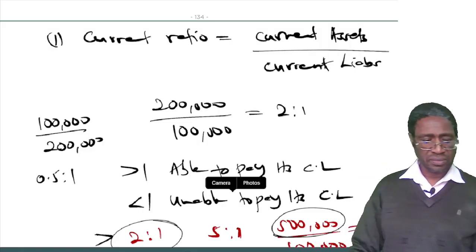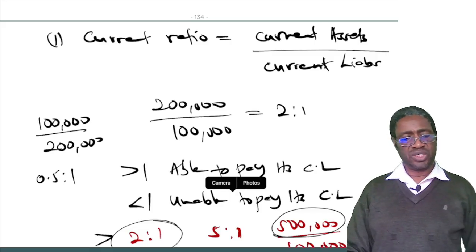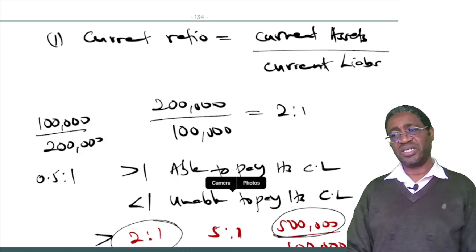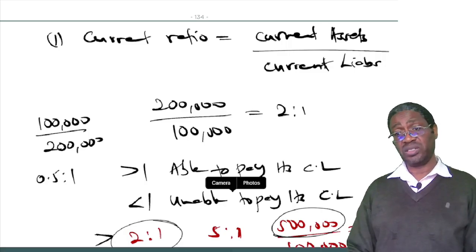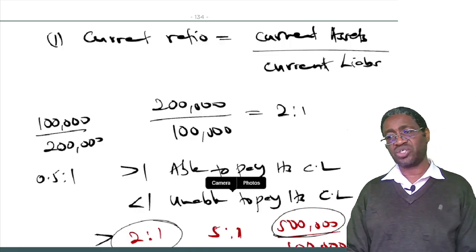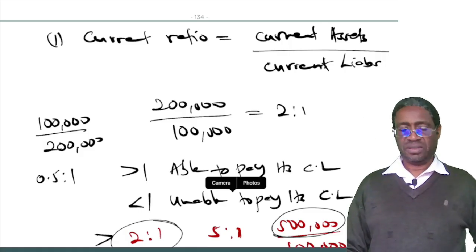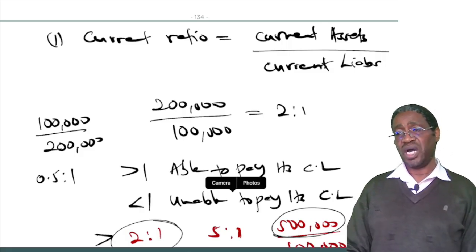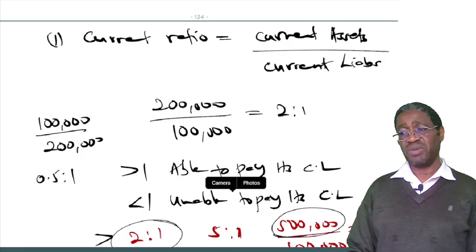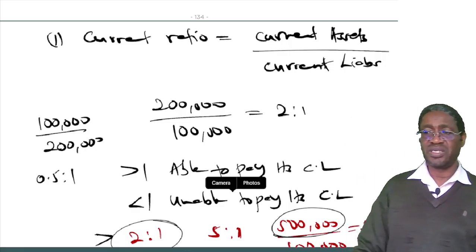Let us say something below that. The standard or the recommended ratio is 2:1, i.e., current assets should be twice as much as current liabilities.